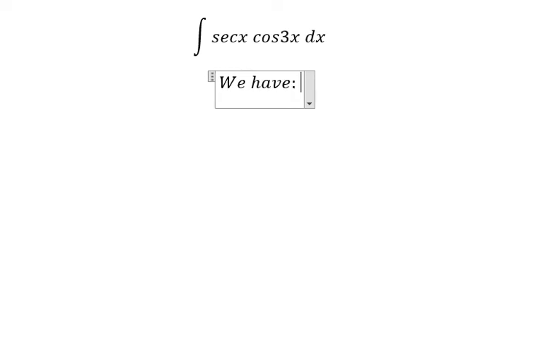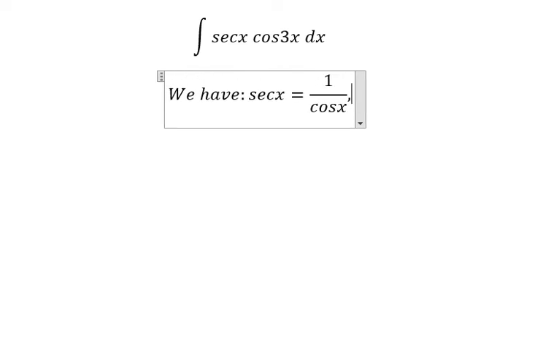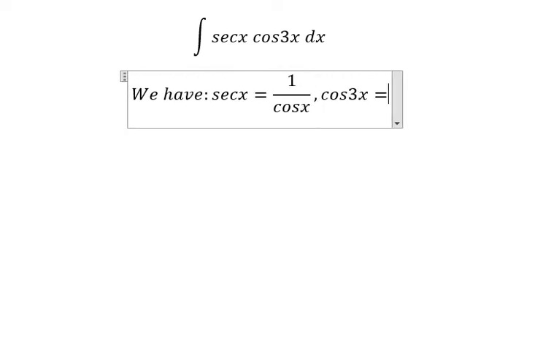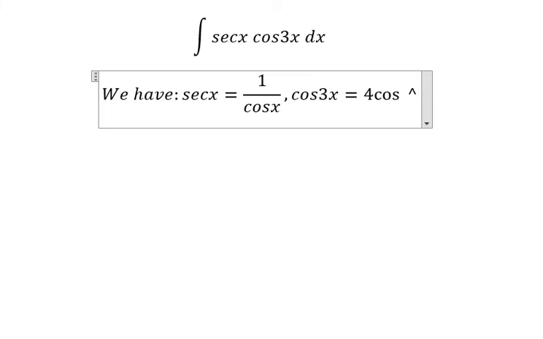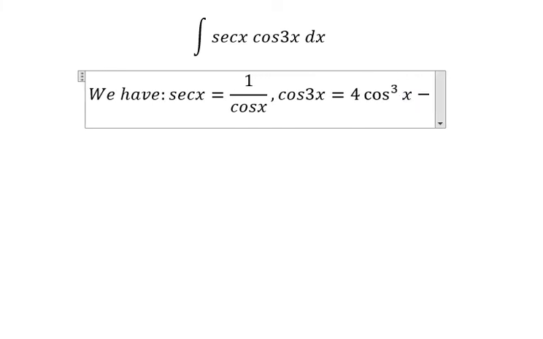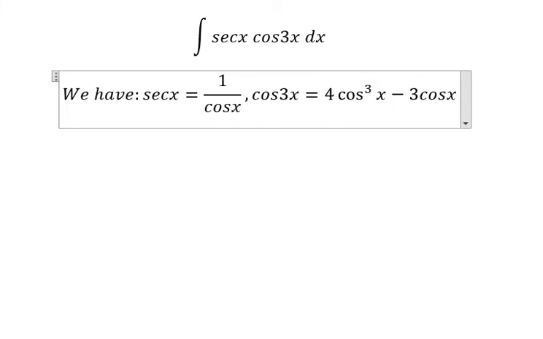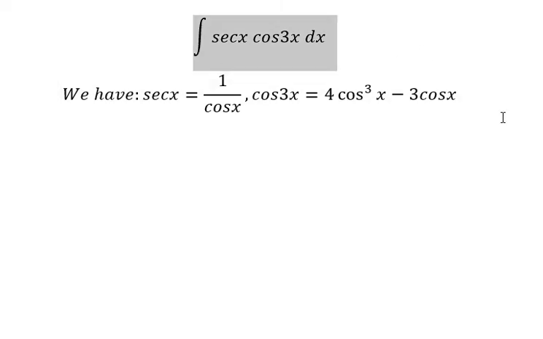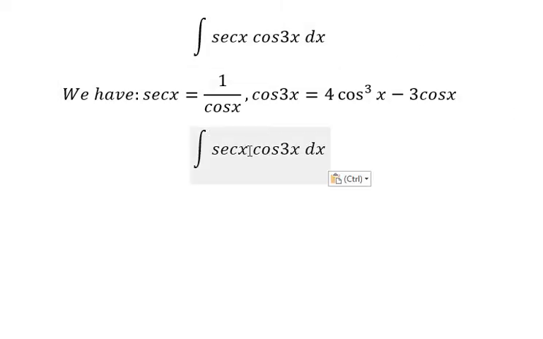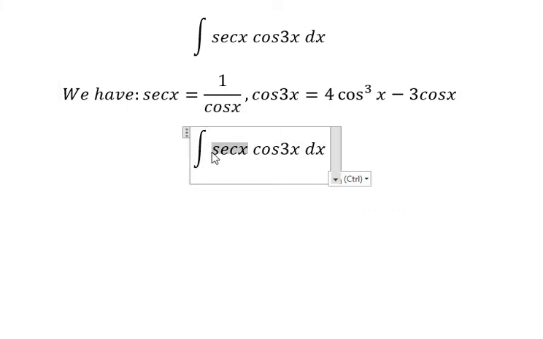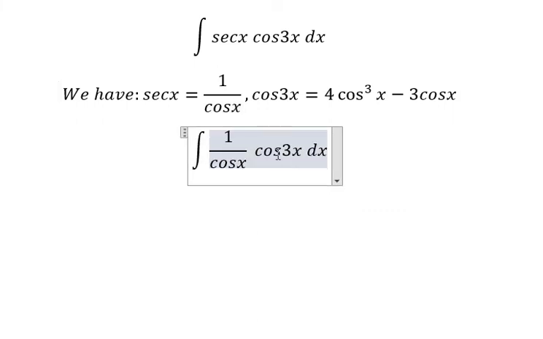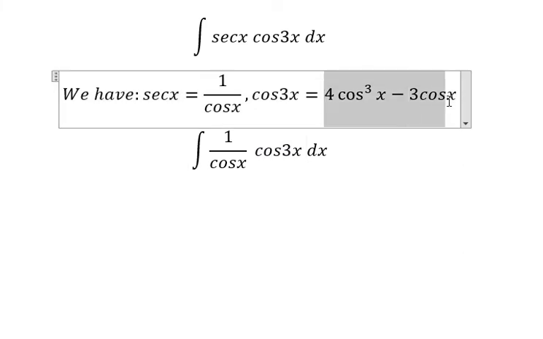That is about secant of x equals 1 over cosine x, and cosine 3x equals 4 cosine x to the power of 3 minus 3 cosine x. So we need to change secant of x into 1 over cosine x, and this one we change by this one.